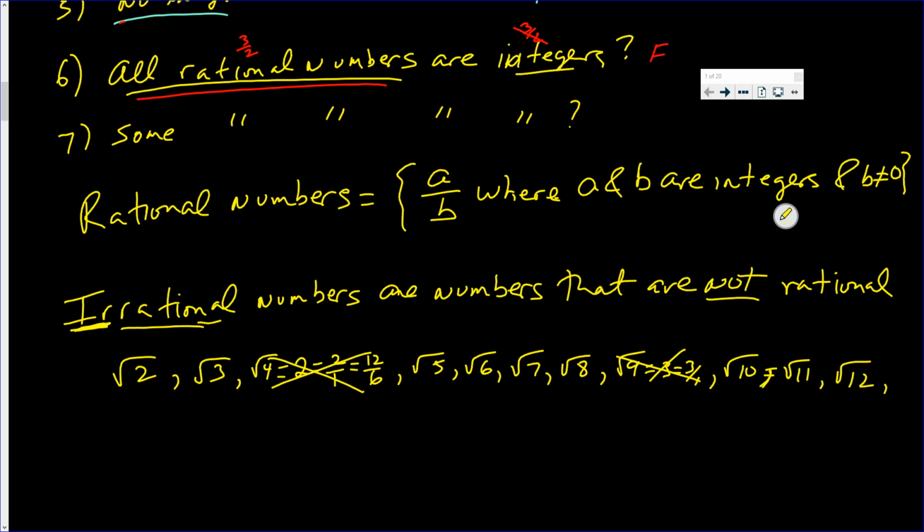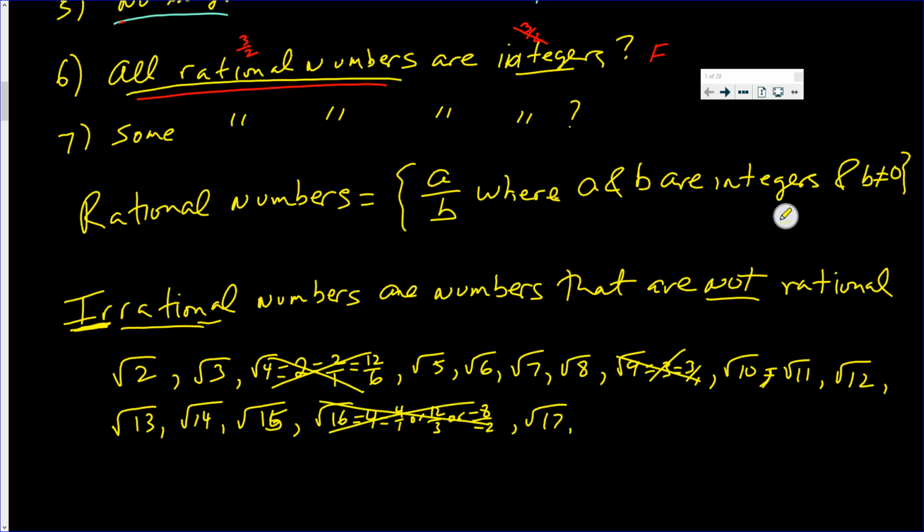I do not know the square root of 12. I don't know the square root of 13, 14, or 15. But I do know the square root of 16 is 4, which I can think of as 4 over 1 or 12 over 3 or negative 8 over negative 2. So that gets knocked out.